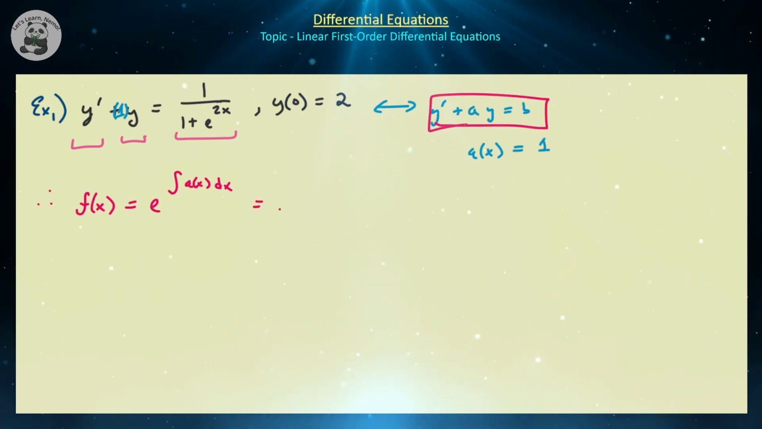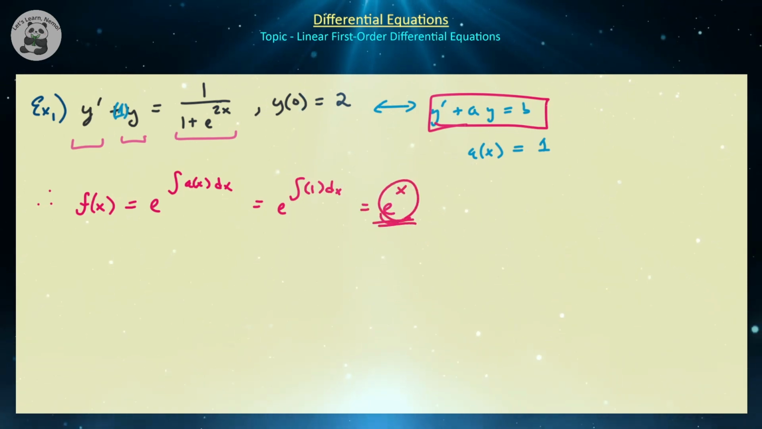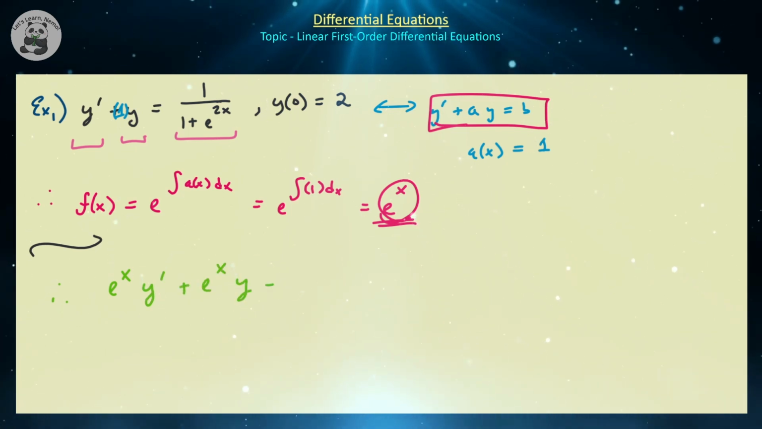So for our particular equation, we're going to have e to the integral of 1 dx, which is just going to be equal to e to the power of x. So if we multiply both sides of this equation by e to the x, then we should have a backwards product rule set up for us right in front of us. So let's see if that actually is the case. On the left-hand side, that's going to give us e to the x y prime plus e to the x y is equal to e to the x divided by 1 plus e to the 2x.